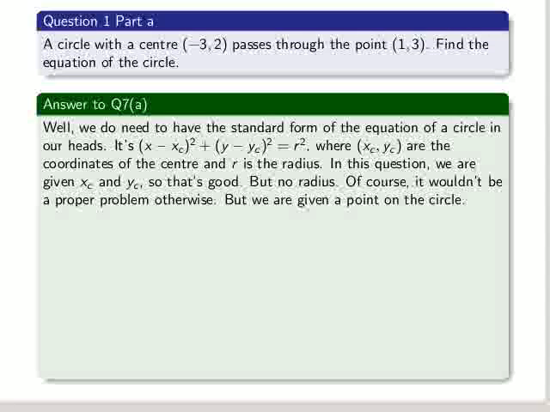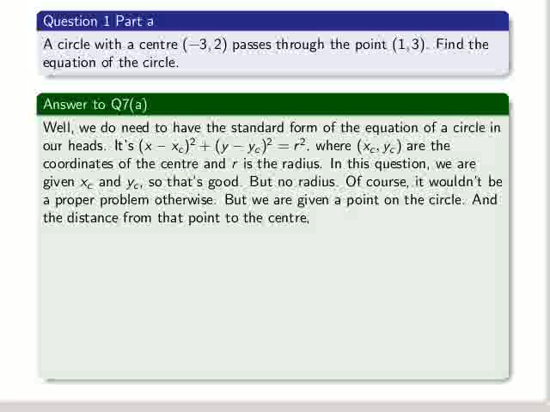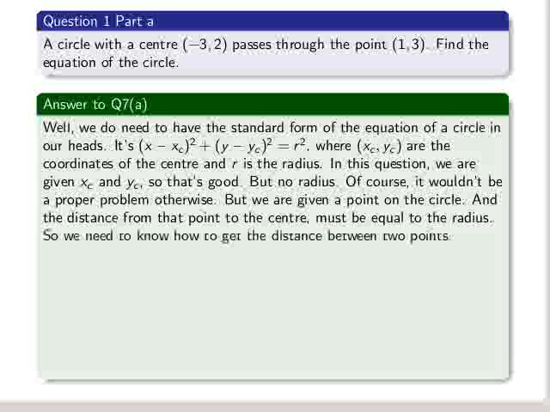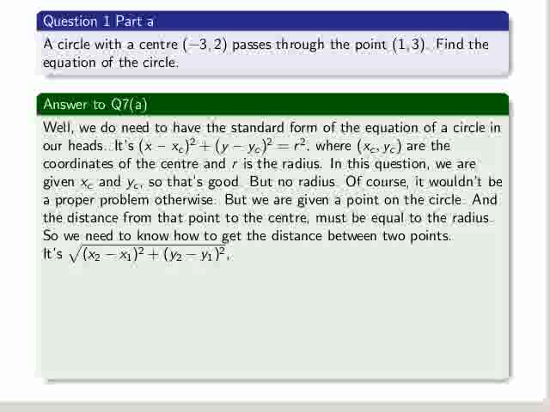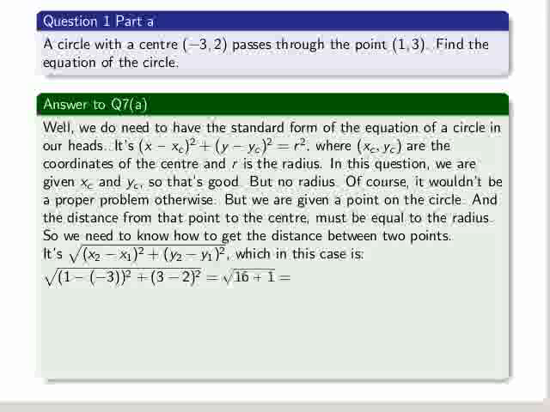But we are given a point on the circle, and the distance from that point to the centre must be equal to the radius. So we need to know how to get the distance between 2 points, and it's the square root of x2 minus x1 squared plus y2 minus y1 squared, which in this case, if we plug in our values for the centre and the point lying on the circle, we get 17, the root of 17. So this is our radius.